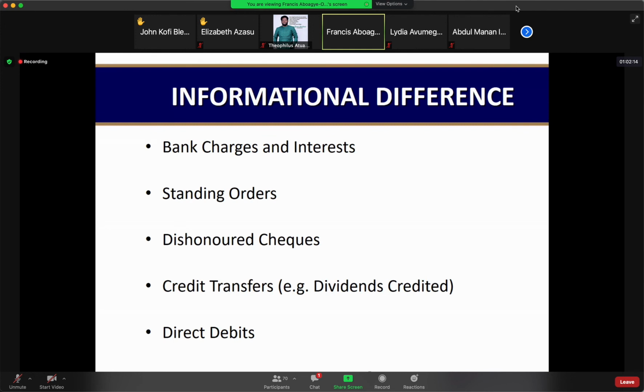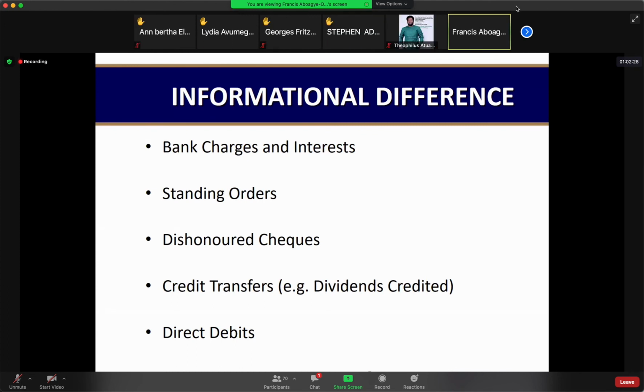Then we have standing orders. What is a standing order? And what's the difference between a standing order and direct debits? Yes, Lydia. Yeah, a standing order is whereby you give the bank an order to deduct some amount of money to make payment, for instance, to your insurers at the end of every month. Okay, but what's the difference between that and direct debit?